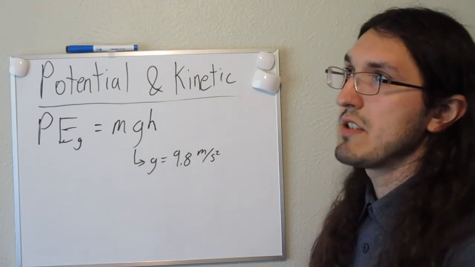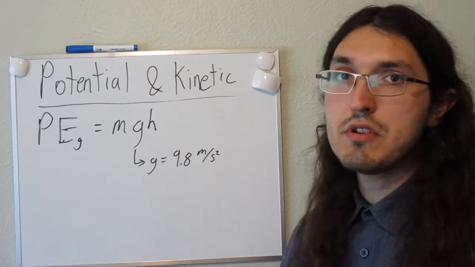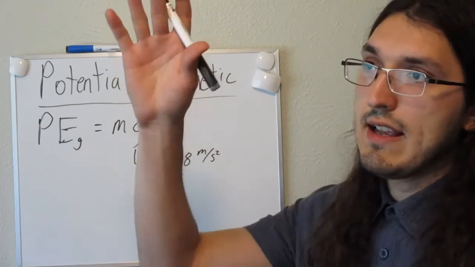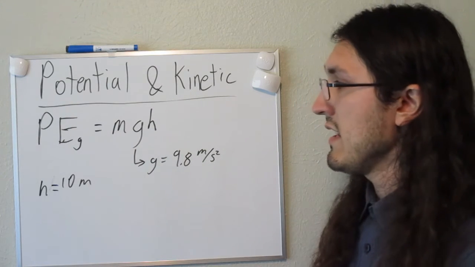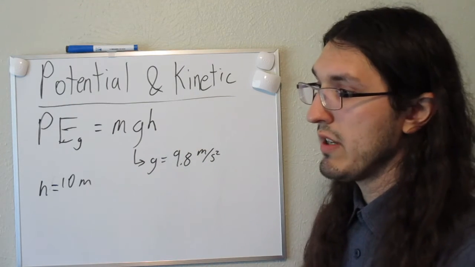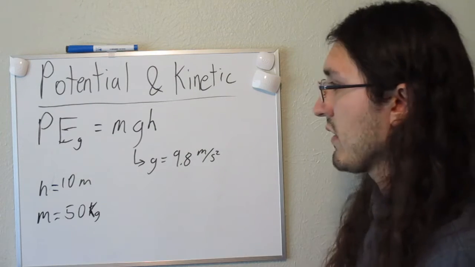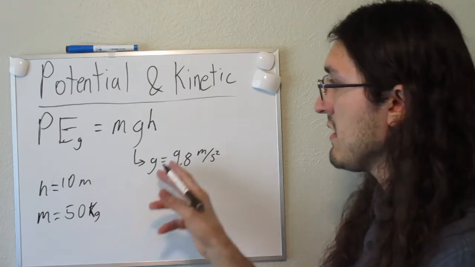Let's do an example where we have a skateboarder who is going up a ramp, and the height of that ramp is 10 meters, and the mass of that skateboarder is 50 kilograms. All I have to do there is just plug these numbers in to that equation.